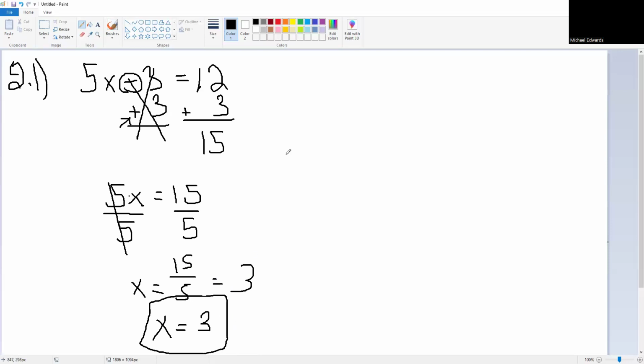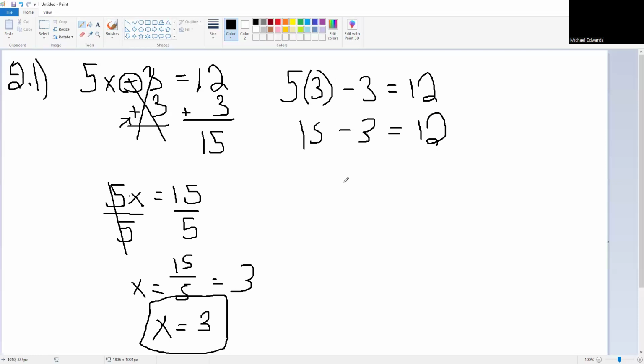We can check our work. We know that x now equals 3. So if we plug in 3, so this was 5x. Now we're just going to say 3 for x minus 3 equals 12. So now we have 5 times 3, which is 15, minus 3 equals 12. And that is just 12 equals 12. So it checks out. That's our first example. I'll clear the screen.